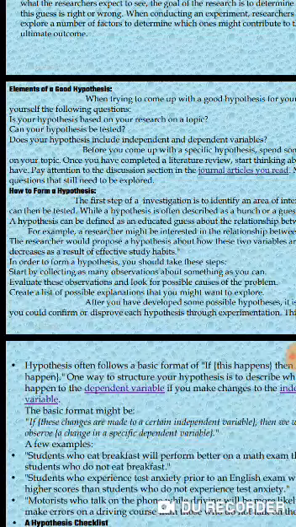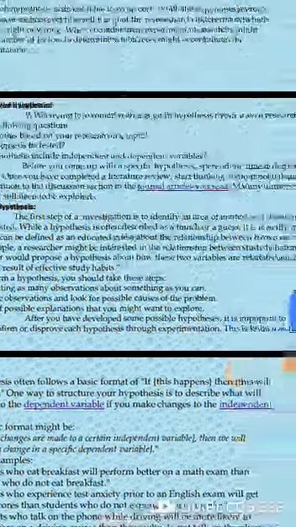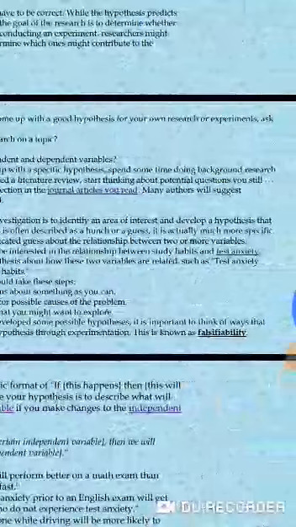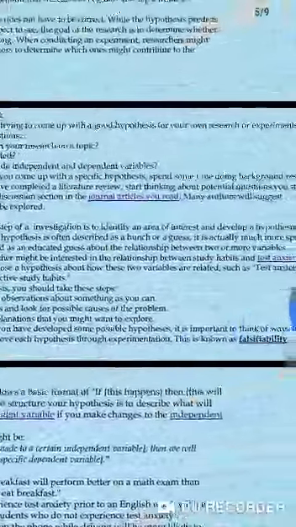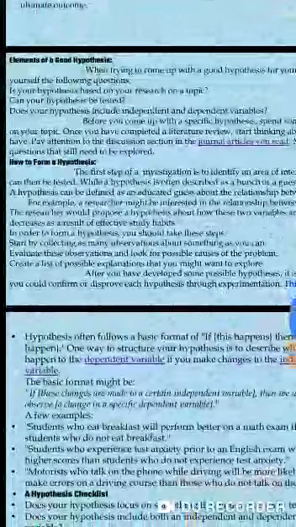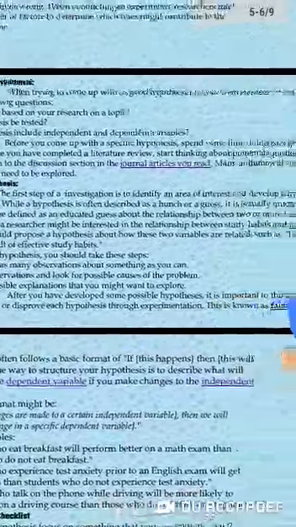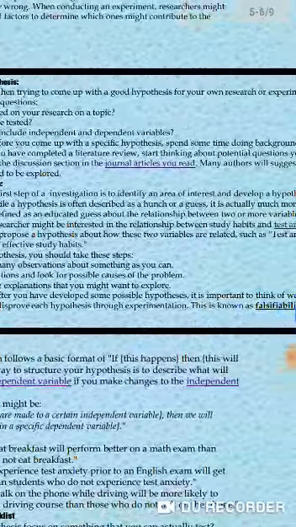Now, how the hypothesis is formed. Hypothesis किस तरह बनता है? The first step of investigation is to identify an area of interest and develop a hypothesis first that can be tested. सबसे पहले आप इन्वेस्टिगेशन आइडेंटिफाई करें वो एरिया जो आपके इंटरेस्ट का है, और फिर आप एक hypothesis डेवलप करें.